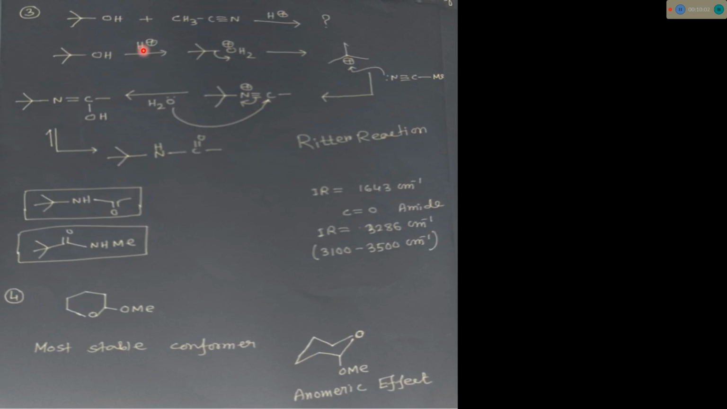First, in the presence of H plus, this OH group is protonated, and after leaving as water, a tertiary carbocation is formed. Now the lone pair of nitrogen in acetonitrile will attack this carbocation, and now water will attack this carbon to form an amide. This is called the Ritter reaction. Now if we hydrolyze this amide, we will get amine.